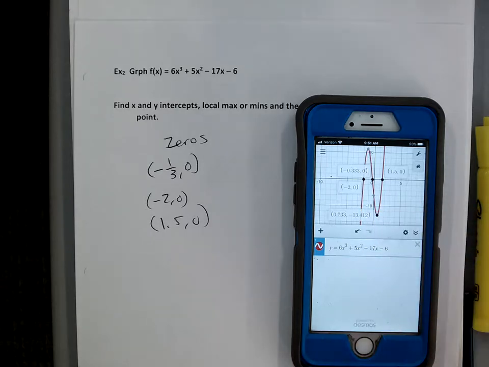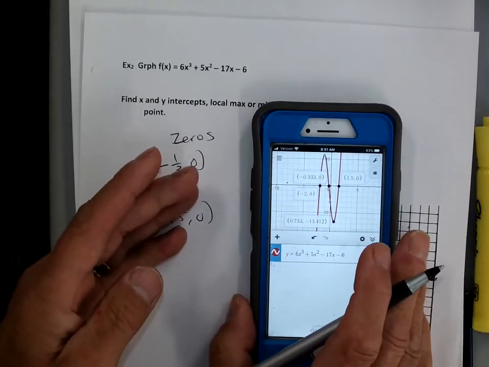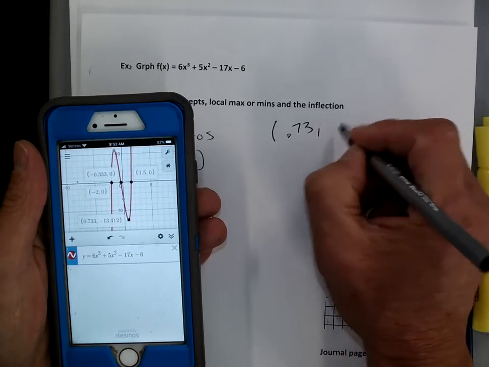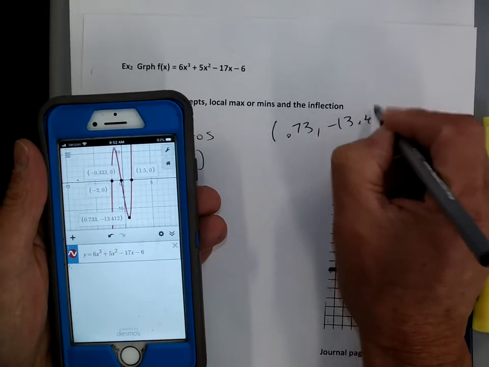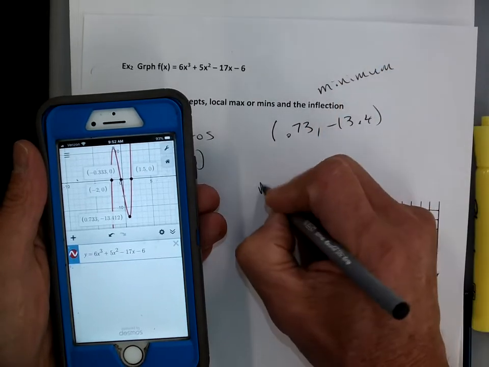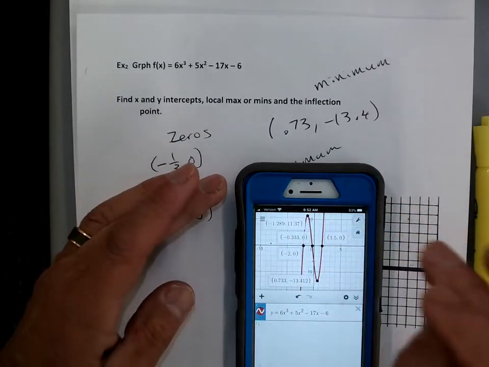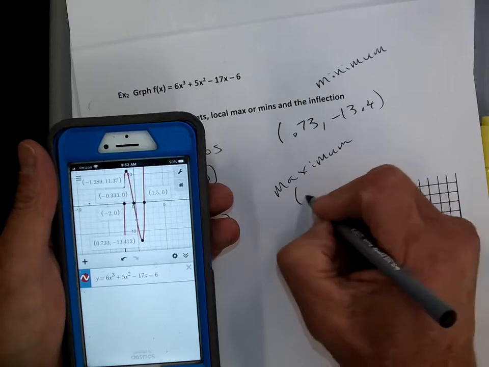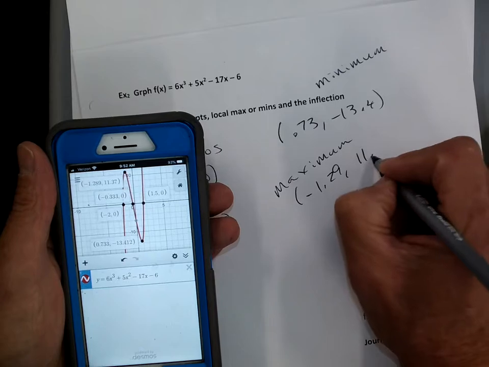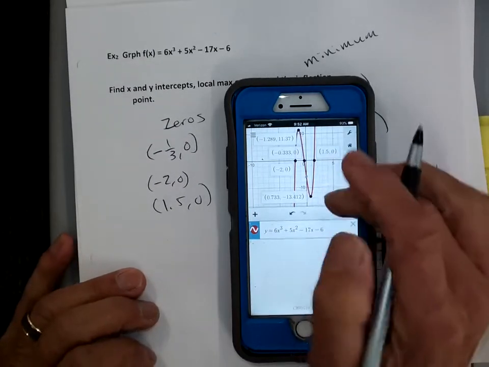So my minimum, let's see my minimum. Tap on my minimum. I love it. My minimum's at 0.73 comma -13.4. That's my minimum. My maximum, I'm going to tap on that, and I get a maximum at -1.29 comma 11.37. Okay, so my inflection point looks like it's right there in the middle.